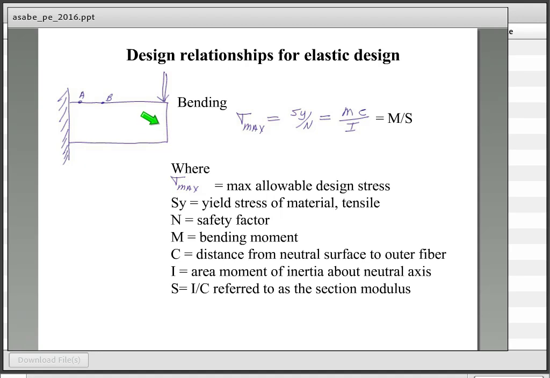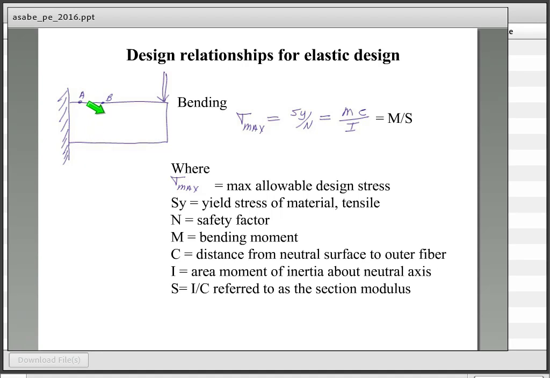But the distance from the neutral axis to the outer fiber of the beam would be where the maximum bending stress would be occurring. I've got these 2 points A and B here just to show you, if you were asked to calculate the bending stress, say at point B or at point A, what you would need to be able to do would be to determine what is the bending moment at that location on the beam.